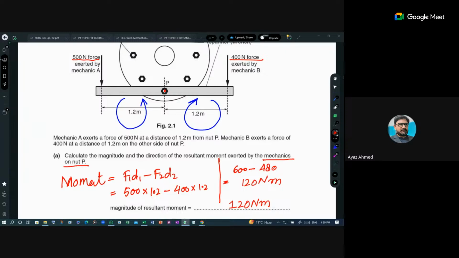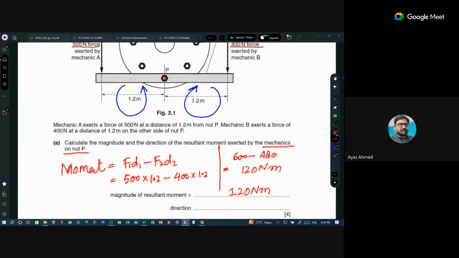If I ask you the direction of the resultant, it is asked. So what is the direction of the resultant moment? Anti-clockwise, right? Is it clear to you? Okay. So that is anti-clockwise rotation. This moment is bigger, so this moment is having more impact.